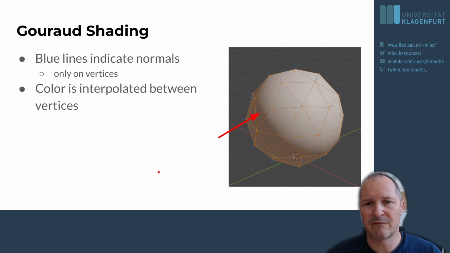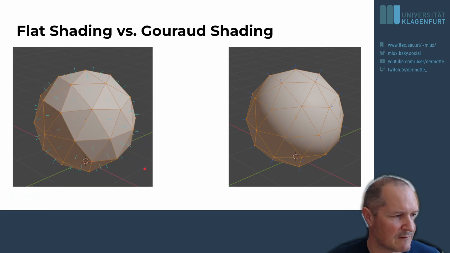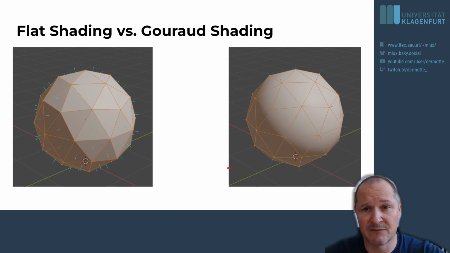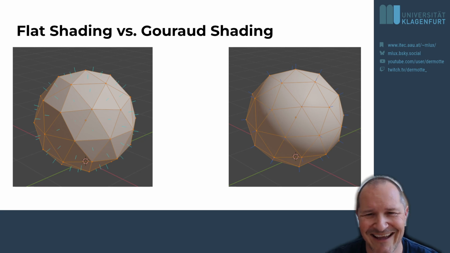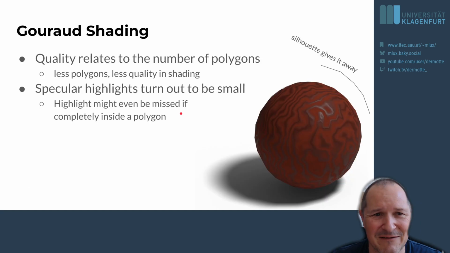And although the faces are still the same, you see that the sphere looks much smoother than the other one. So you have both to compare, left and right, and flat shading is, of course, on the left, and Gouraud shading on the right. And Gouraud shading looks much nicer, more appealing, and a little bit like a PlayStation 1 game, of course. But the more polygons you have, the nicer it looks.